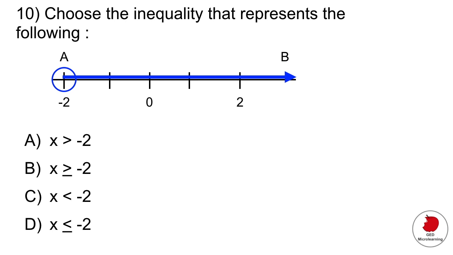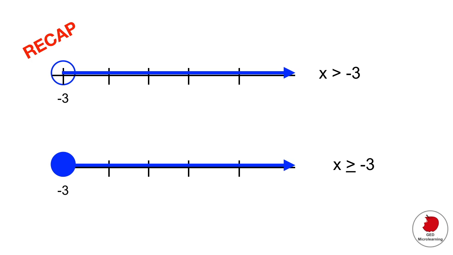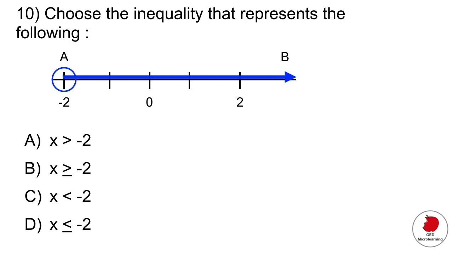And how do you know which inequality is correct? Well, remember that when you have these sort of arrows, if the circle that you can see there on the left is open like that, it just means x is greater than whatever number, in this case -3. But if that circle is filled, as you can see here in the bottom, if it's a solid, that means greater than or equal to. So in our example, the circle was open, so it tells us that this just means greater than, which is option A.